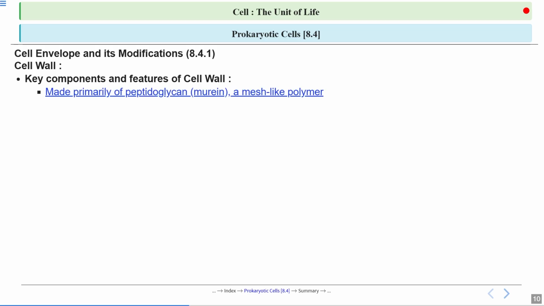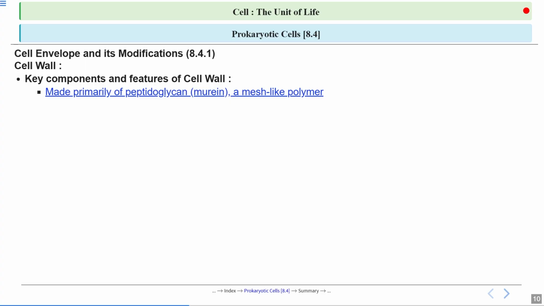So basically, the cell wall in bacteria is made up of peptidoglycan. The cell wall of basically eubacteria, also known as the true bacteria. So the cell wall of true bacteria is made up of peptidoglycan.